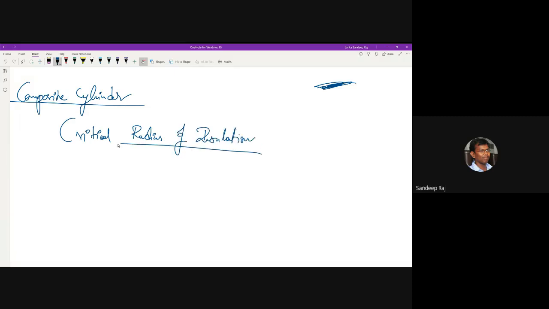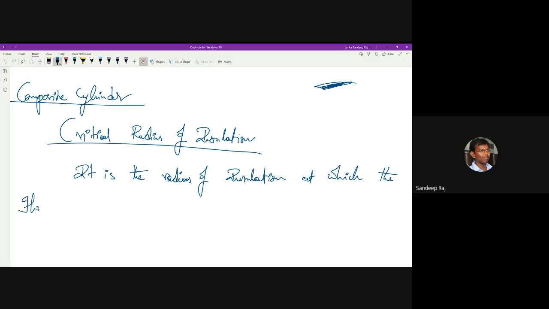Okay. If I want to define this critical radius of insulation, it is the radius of insulation at which the heat transfer is maximum through the insulation. Okay, we have taken this one itself and we have said that it is maximum.